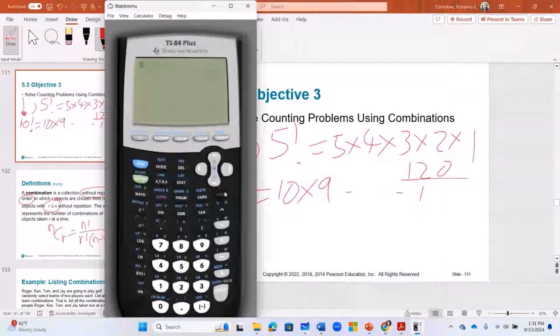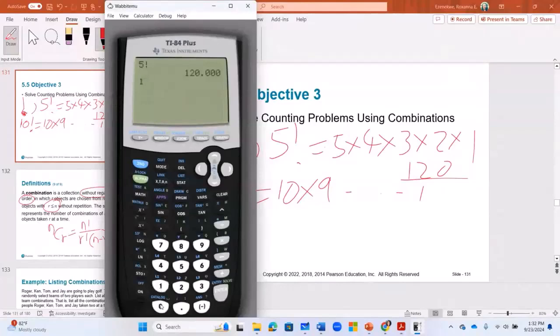Anytime I'm told to evaluate factorial, I can evaluate it by hand. But when I say 10 factorial, it becomes too cumbersome. So there are some of them I have to do with my calculator. I put in 5, I go to MATH, arrow to probability, PRB. Number 4 is factorial. So 5 factorial is 120, which is just what I found by hand.